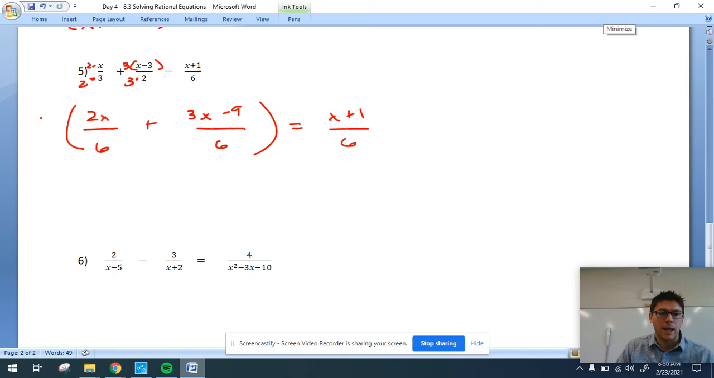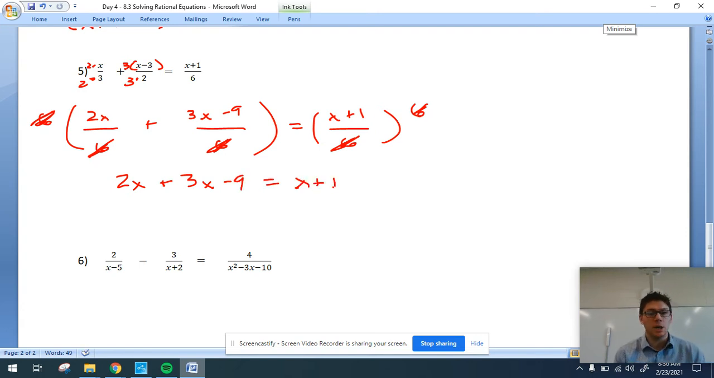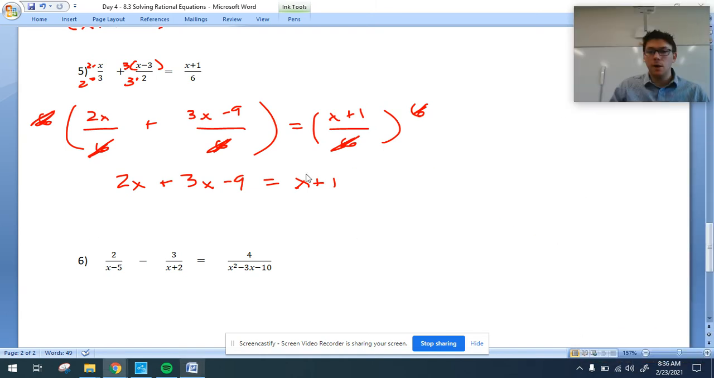If we multiply both sides of the equation, since everything is being divided by 6, multiply both sides of the equation by 6, we can cancel out all of our denominators, and now we have a pretty simple equation right here to solve. How do we solve it? It's linear. Move the x's, move the numbers, get x all by itself. So what we have here is 5x minus 9 equals x plus 1.